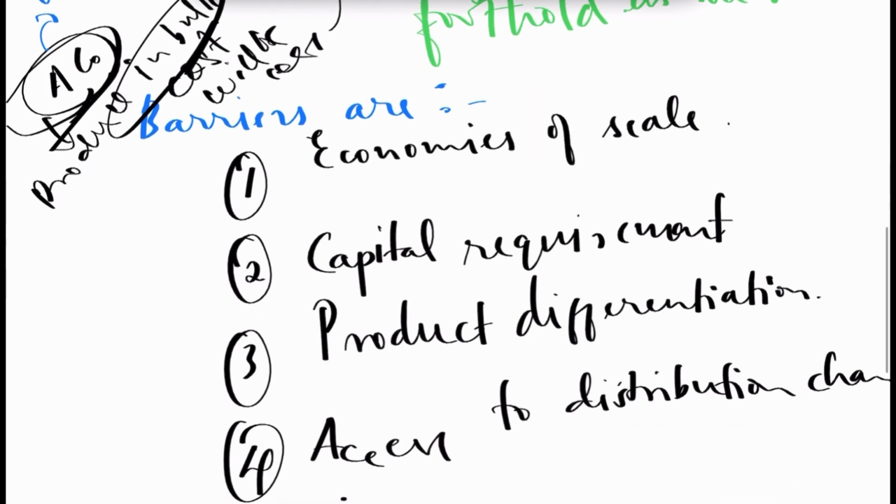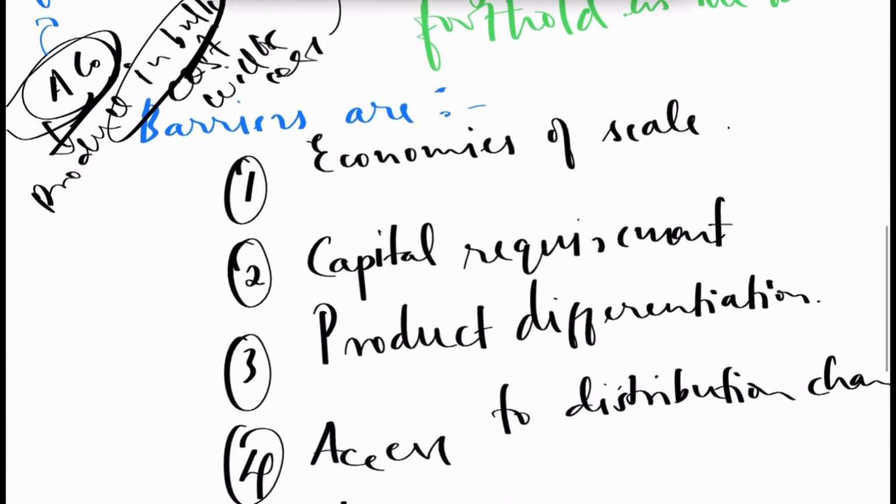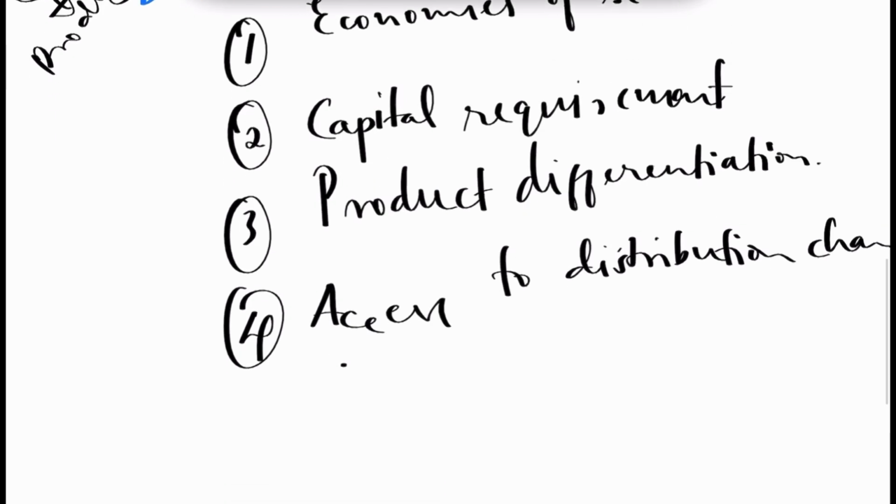Economies of scale: the existing company will produce in bulk, which will reduce the production cost, while the new entrants will face a problem, they don't have enough capital, so they can't produce in bulk, therefore high production cost will be there. Some industries require high initial capital. Then product differentiation: the already established product will be differentiated from the new entrants, so customer loyalty will be there.